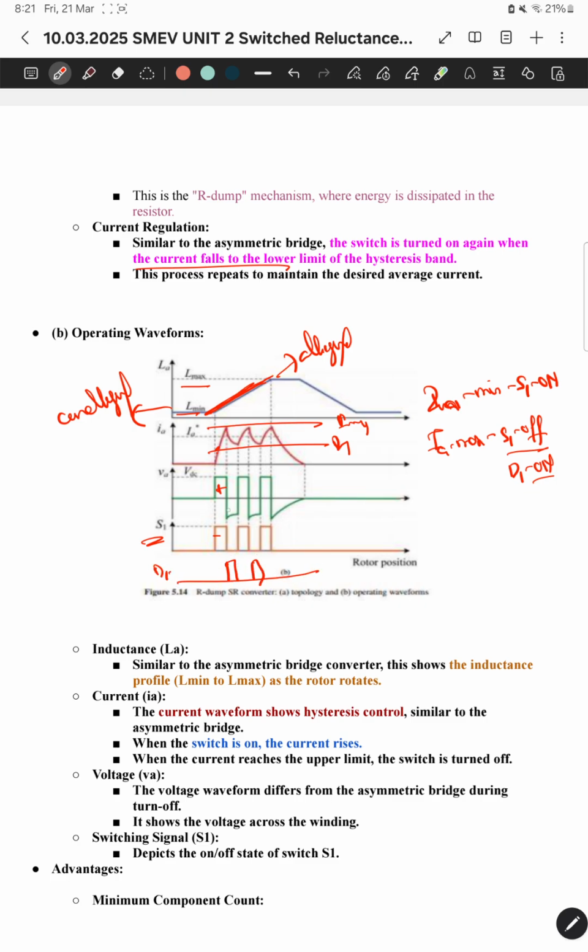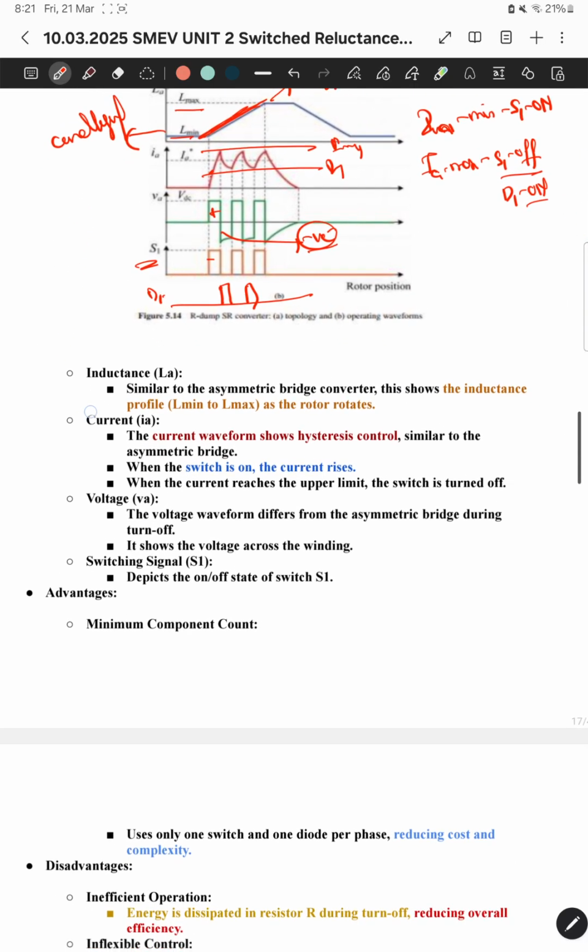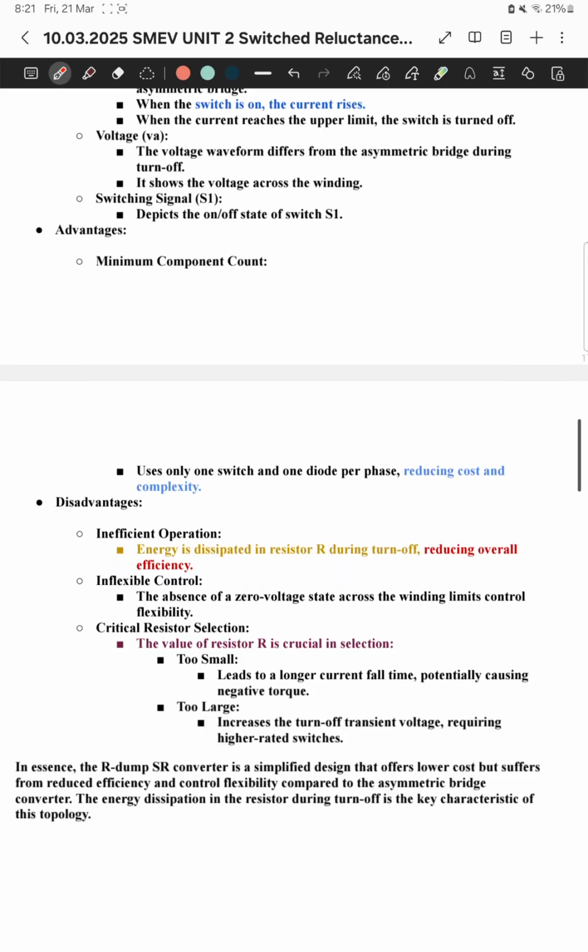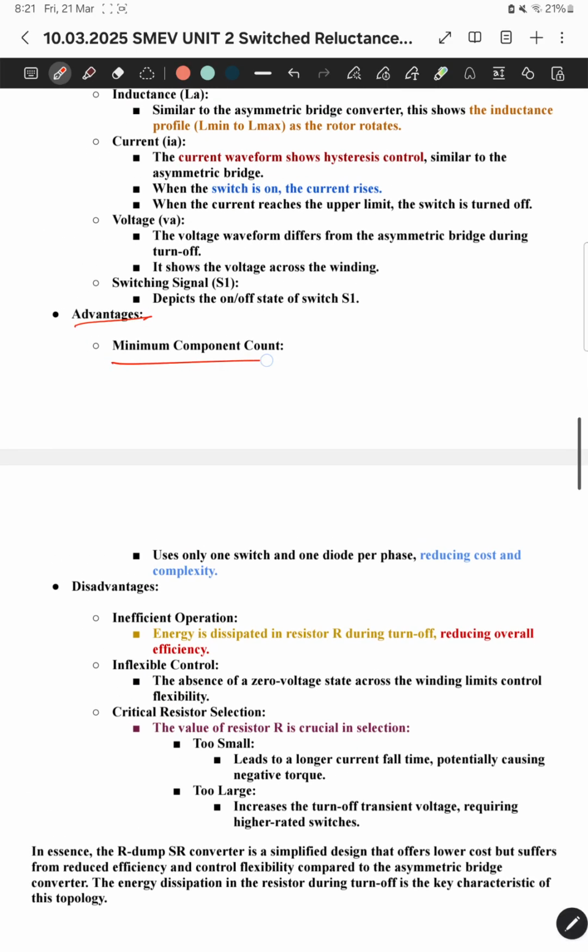Okay, when D1 is on here, we can see that as the inductor coil changes its polarity, the inductor voltage is negative. These are the operating waveforms, and the complete explanation is also given here. We'll try to discuss the advantages as well as the drawbacks. So what are the major advantages here?